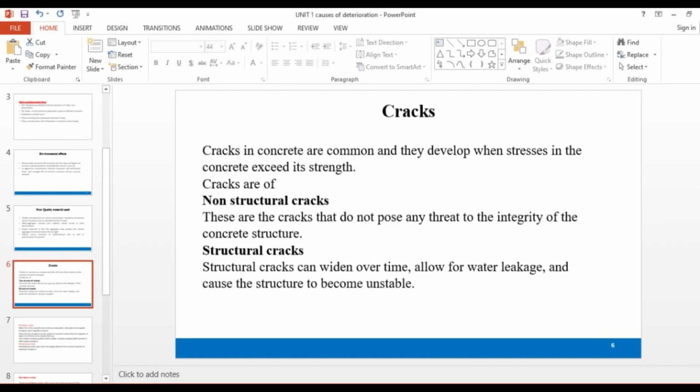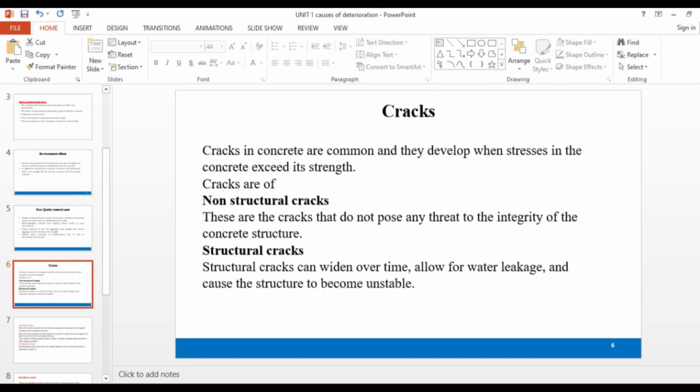Cracks. When we say cracks, it refers to a fracture. We can classify cracks into non-structural cracks and structural cracks. The non-structural cracks do not pose any threats to the building. Hairline cracks are an example of non-structural cracks. Structural cracks may cause threats to the structures. They may cause a structure to deteriorate.